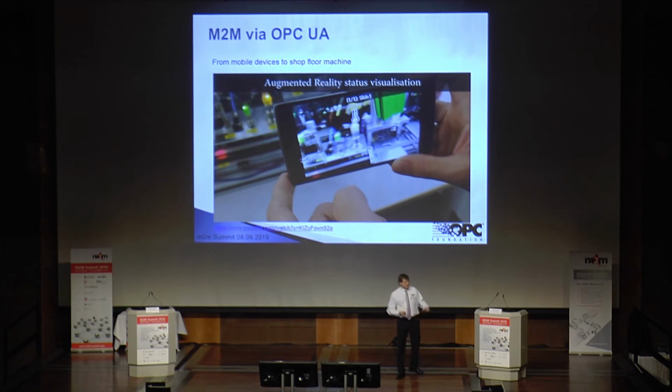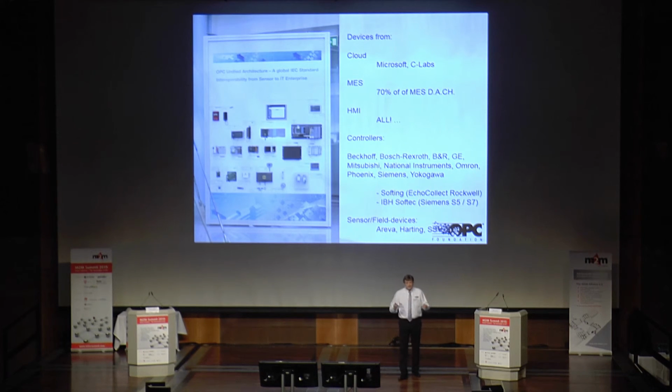And of course, if you go with a mobile cell phone or with a tablet through your factory floor, you can look at a machine, and there's an M2M OPC UA connection, which gives you also the meaning of the data. And so you are connected, and you have augmented reality. What is the status of that machine? What is the problem? What is the machine producing?